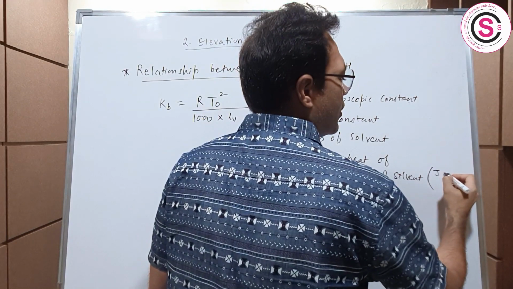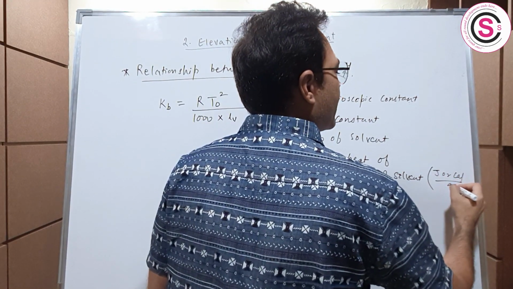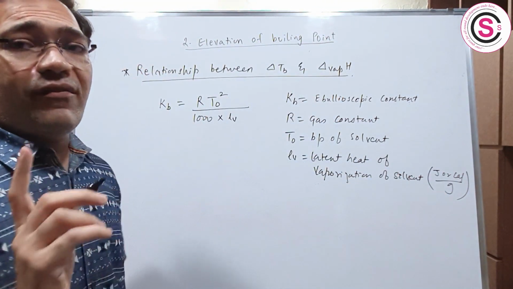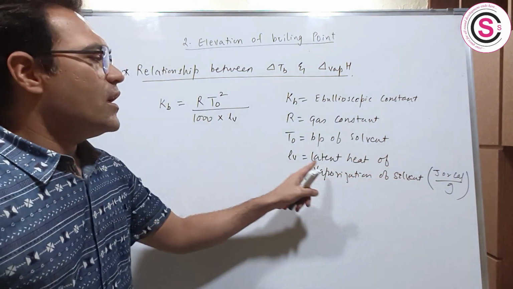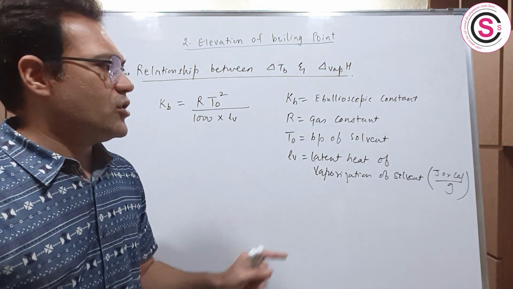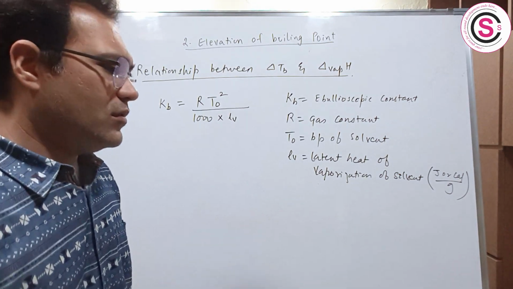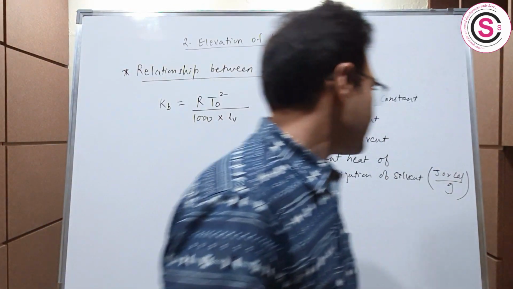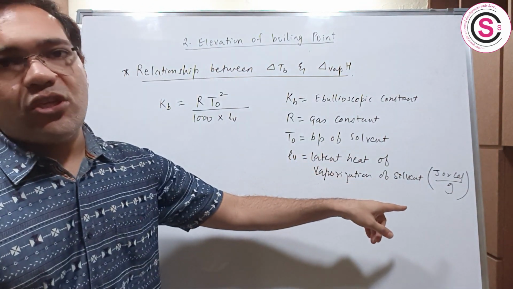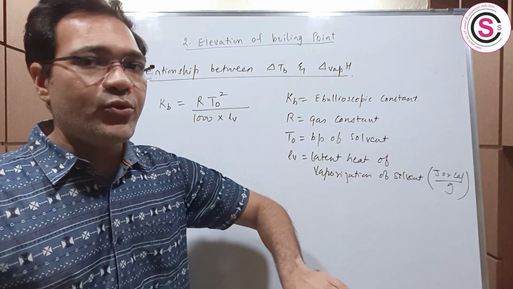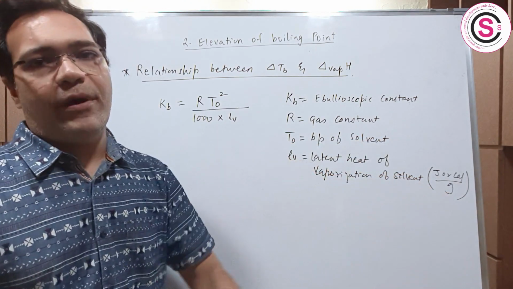They can use joule and calorie per gram. Correct? Your LV, mind this, is very important. Your unit is very important. LV is your latent heat of vaporization of the solvent. Now this latent heat of vaporization of the solvent can be given to you in joule or calorie per gram.